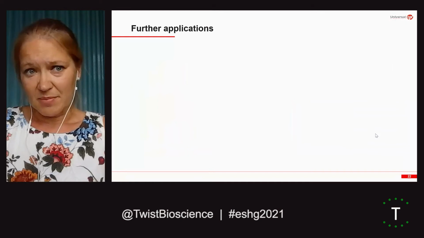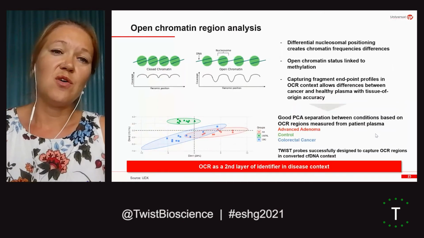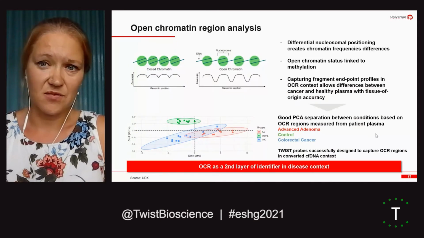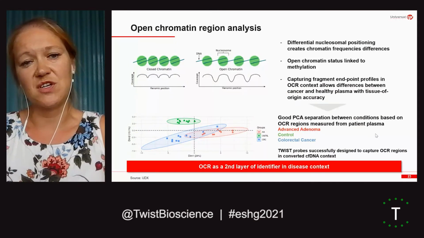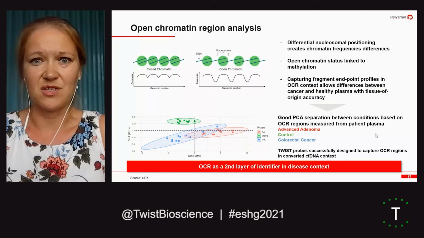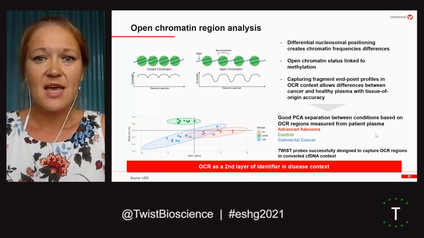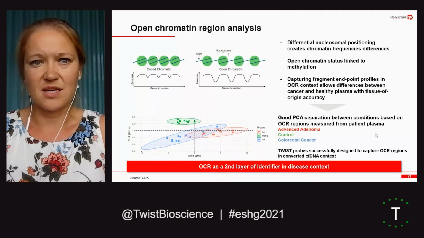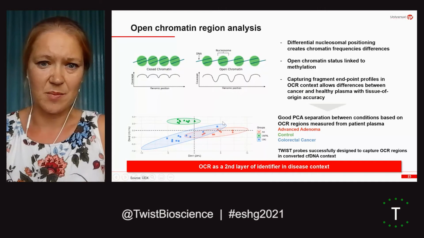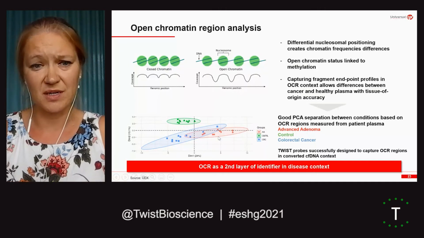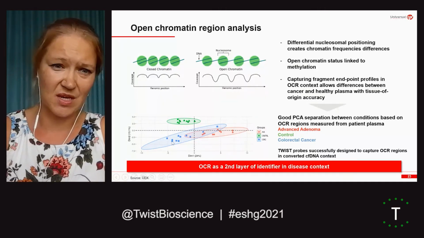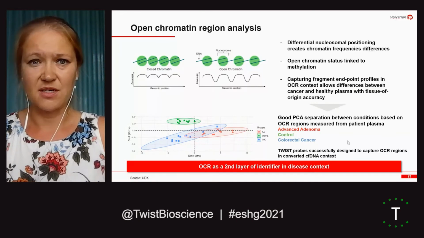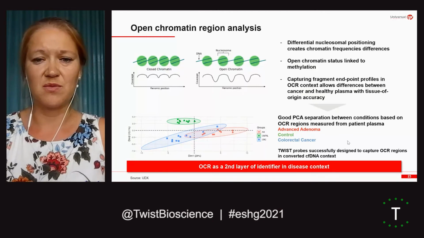So what are the further applications of such an approach? I already mentioned the open chromatin regions, so combining this information with the nucleosomal positioning and methylation analysis, we could even enhance the signal further. We have done some preliminary analysis on this, and you can see in the PCA below how the separation between the control group and the advanced adenoma and CRC group is quite clear. We are now combining this into a targeted analysis approach with Twist probes.